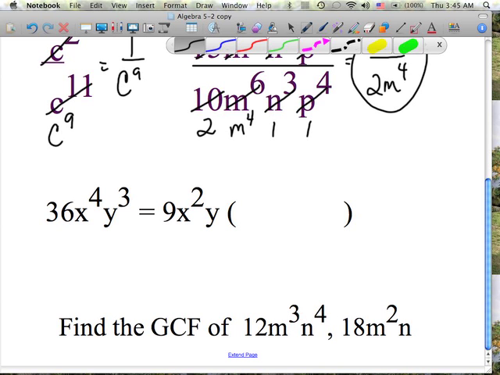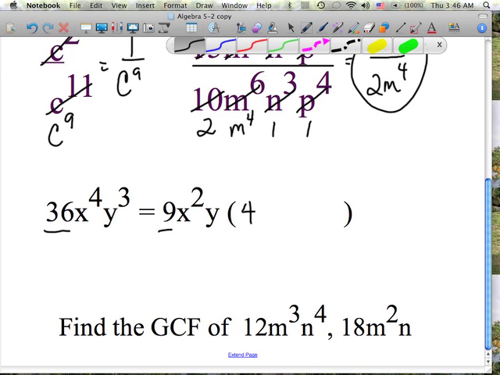In the next section, we have this monomial, and they broke it apart into 9x squared y times something. We're supposed to find the missing factor here. So you start by looking at the coefficient, 36, and you see that they have 9 here. We ask yourself, what do you need to multiply 9 by to get to 36? That would be 4.